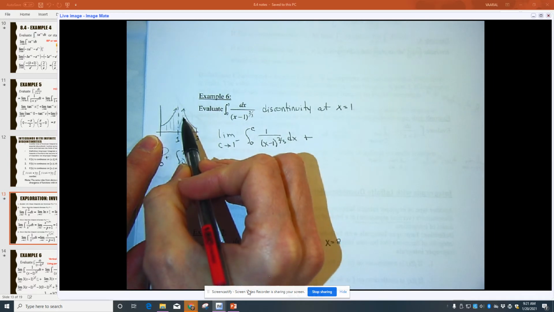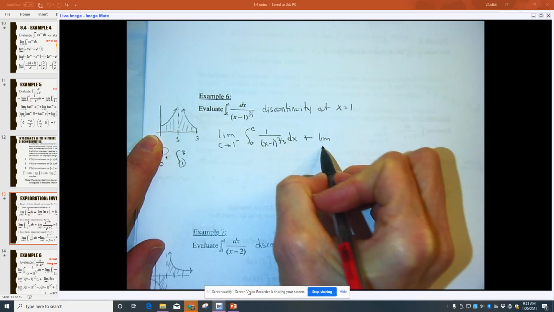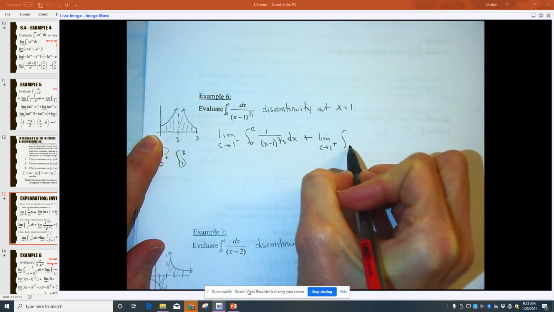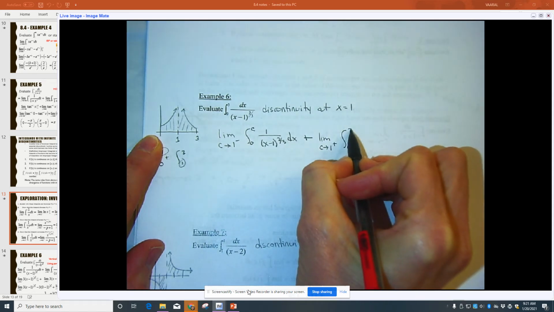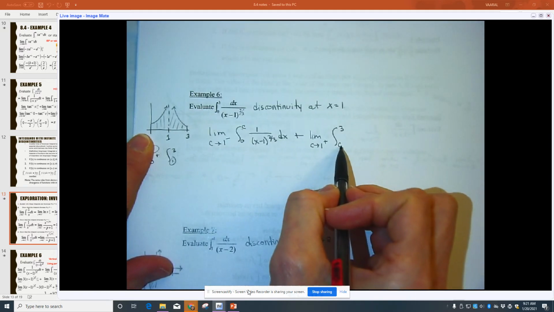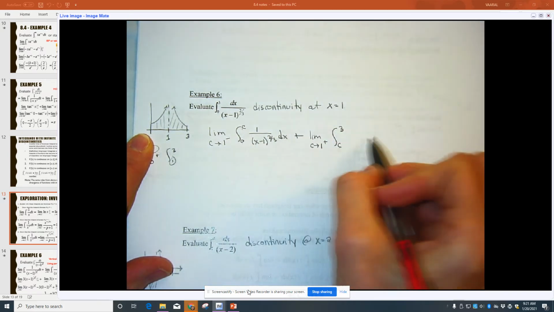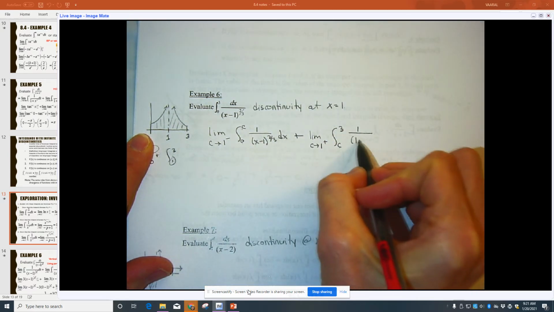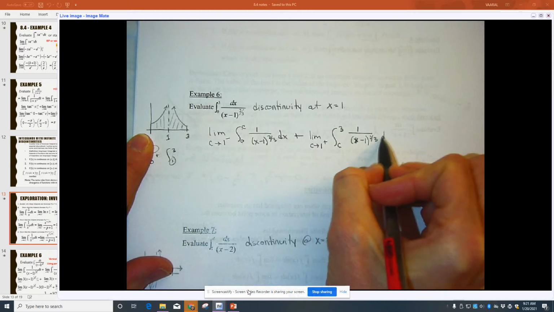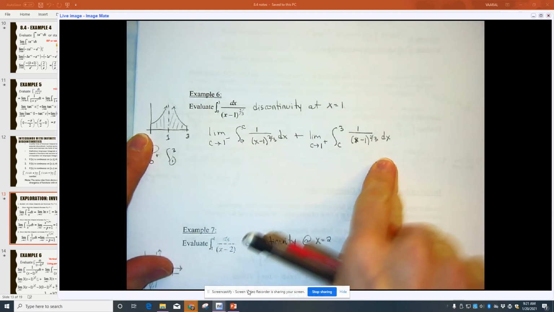I want to approach 1 from the right. So this would be the limit as C approaches 1 from the positive side. And here's my C, and I'm going to end at 3 still. So upper bound here and lower bound here match. They're both C. Ending at 3, so I'm really going from 0 to 3 of my function, x minus 1 to the 2/3 dx. So you can do this antiderivative.